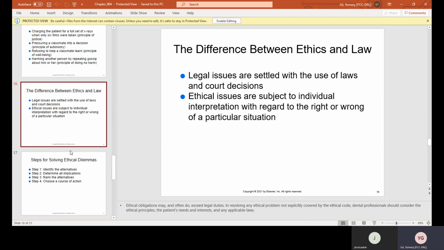The difference between ethics and law. Legal issues are settled with the use of laws and court decisions. Ethical issues are subject to individual interpretation with regard to the right or wrong of a particular situation. So ethical is basically a moral decision, a moral behavior, depending on your belief. It's not something that has to be done through court or any legal issues, but it's whether asking yourself, is this right or is this wrong, and should I do something about it?